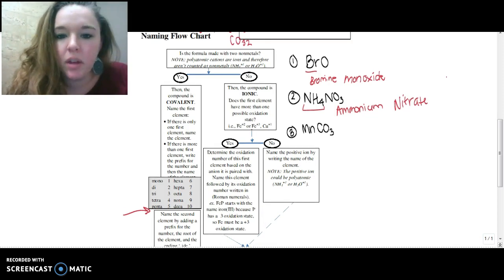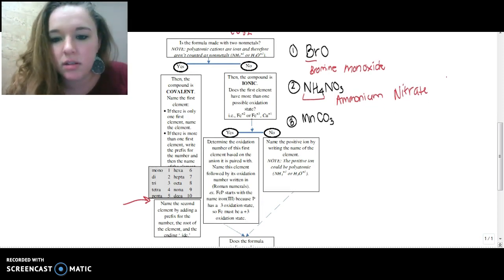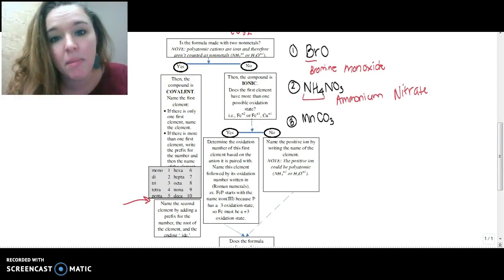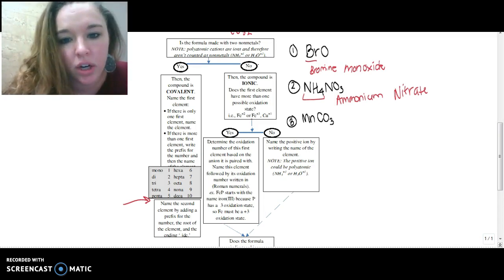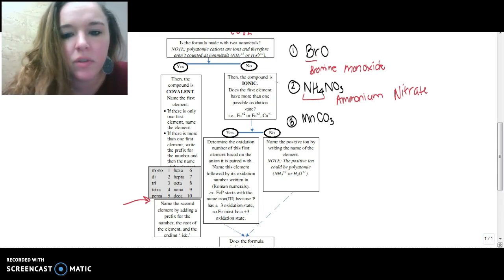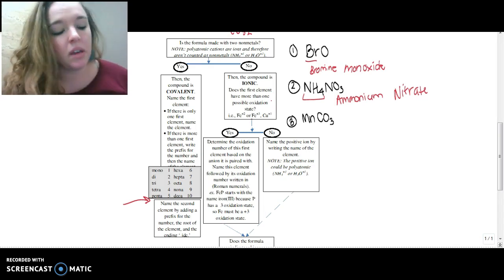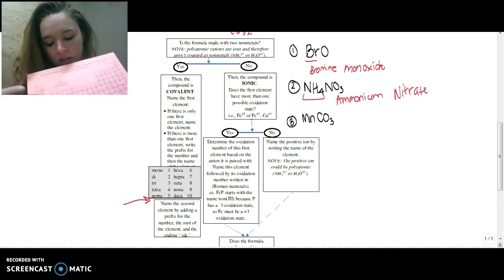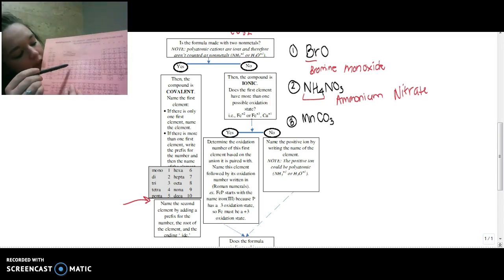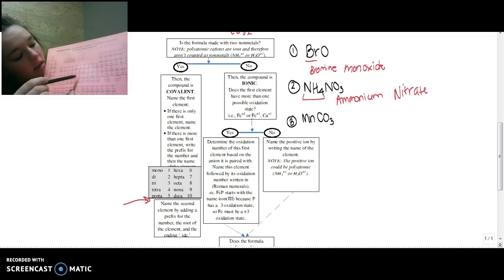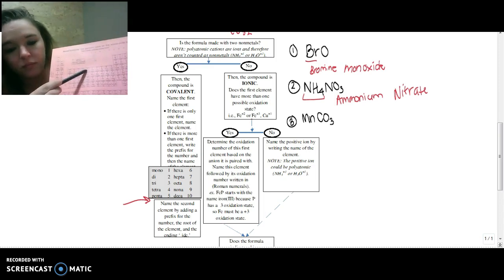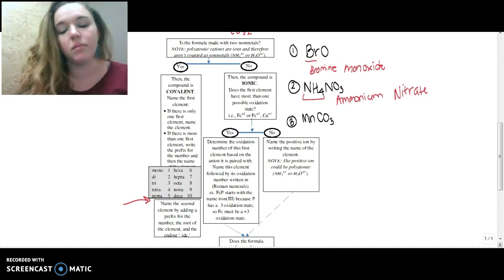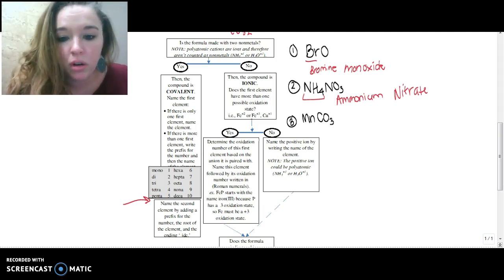And the last example, it says, is the formula made with two nonmetals? And again, we're going to say no because Mn is manganese, which is a metal. So we follow the flow chart here. No. Then it's an ionic compound. Does the first element have more than one possible oxidation state? And the answer to that is yes, because manganese falls in the D block, or the block with the transition metals. So if you find manganese along your chart right here, you'll see it's in that D block. It's a transition metal, so we're going to need a Roman numeral, and it explains this here.